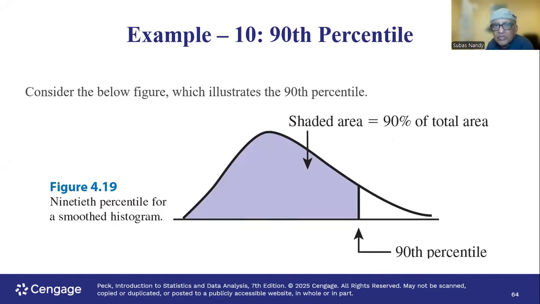Consider the figure which illustrates the 90th percentile. As you can see, the shaded area is 90% of the total area. Why? Because it is the 90th percentile score. That means 90% of the scores are below that particular number on the horizontal axis. This is not a perfect bell-shaped distribution. This is slightly skewed to the right. That means more higher numbers in that data set, so it's positively skewed.